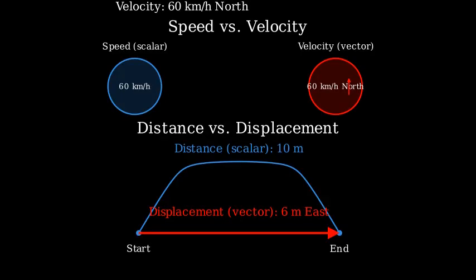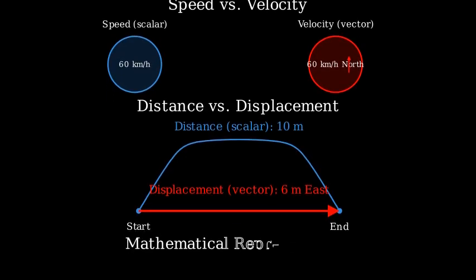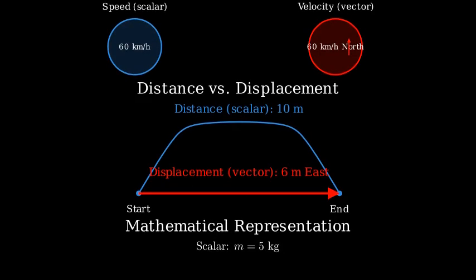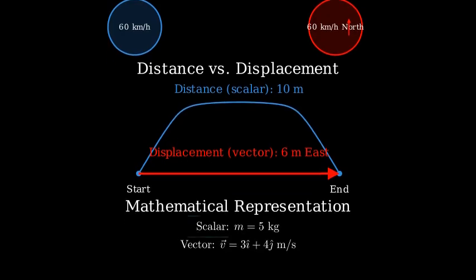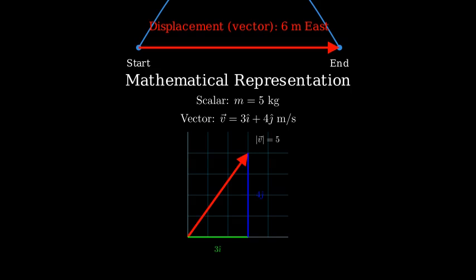Let's look at how we mathematically represent scalar and vector quantities. A scalar quantity is represented by a single real number. For example, mass, m equals 5 kilograms. A vector quantity is typically represented with an arrow above the letter or in bold. For example, velocity vector v equals 3i plus 4j meters per second, where i is the unit vector in the x direction and j is the unit vector in the y direction.